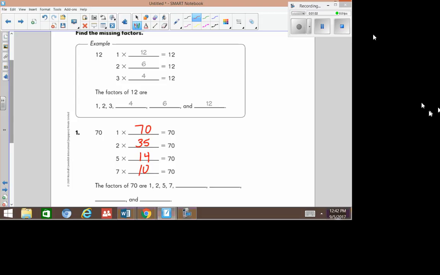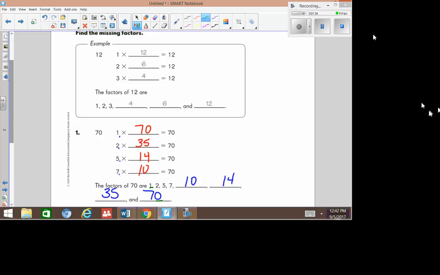So now, the factors of 70 are 1, 2, 5, 7, and what else? 70, 35, 14, and 10. I like to put them in order, and I'll show you why. So 10 comes first, then 14, then 35, and then 70. I like to put them in order because when you're multiplying, look here.